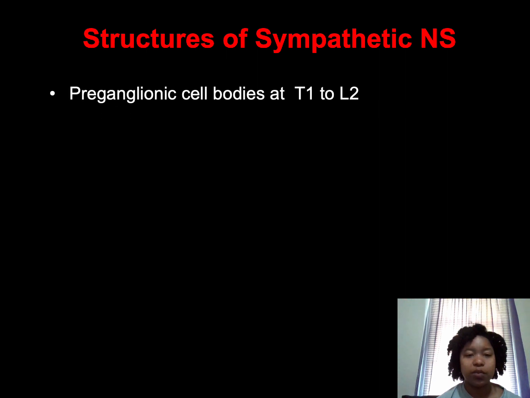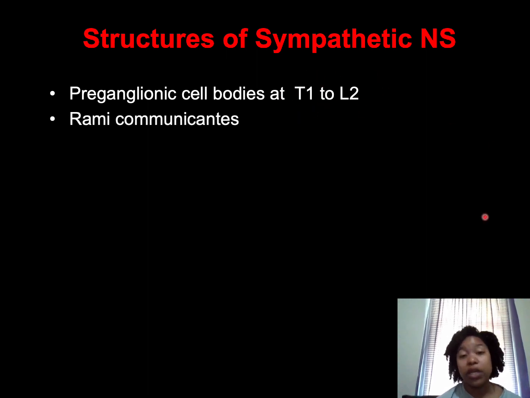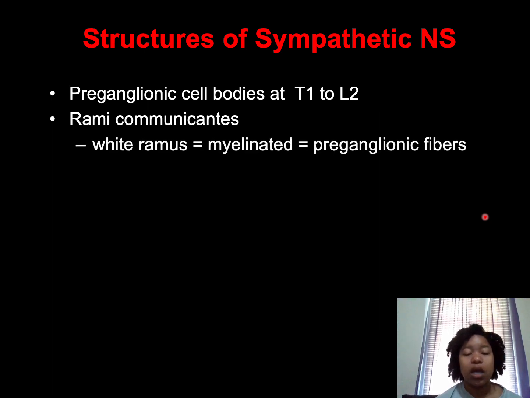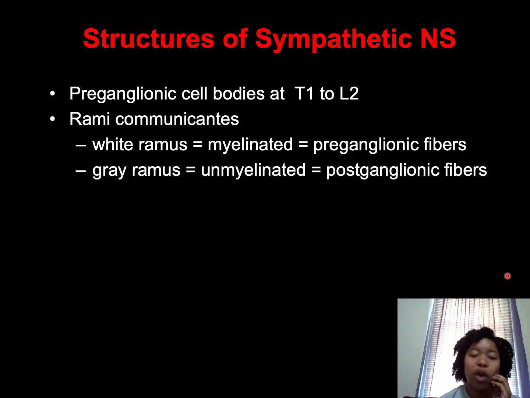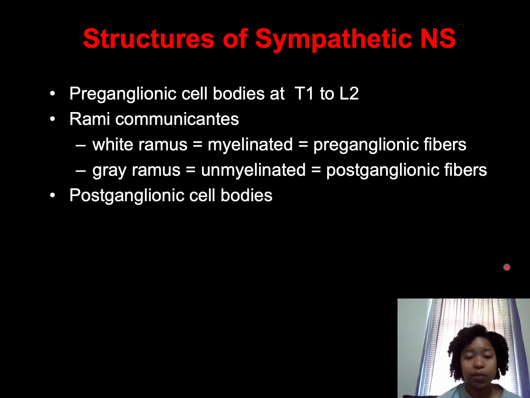So what are some structures of the sympathetic nervous system? There are preganglionic cell bodies from T1 to L2. Remember, that's the first thoracic vertebra down to the second lumbar vertebra. Then the rami communicantes, which we'll break down. There's a white ramus that's myelinated and has preganglionic fibers. Then you have a gray ramus that's unmyelinated and has postganglionic fibers.